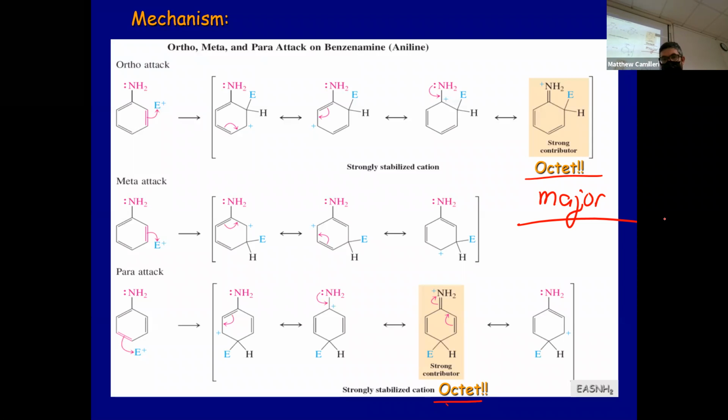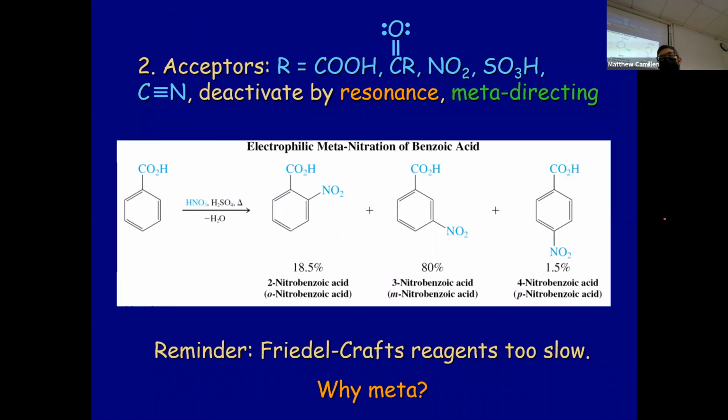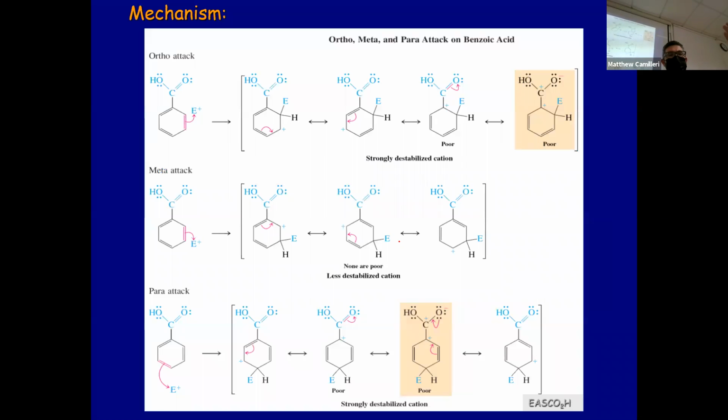Now, you can have acceptors. Acceptors are going to be with a double bond. Okay? So again, let's see what happens. Add the electrophile onto each position, and you're going to have these 3 structures over here.